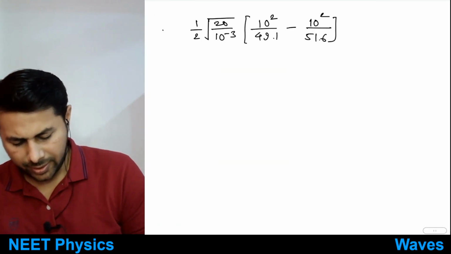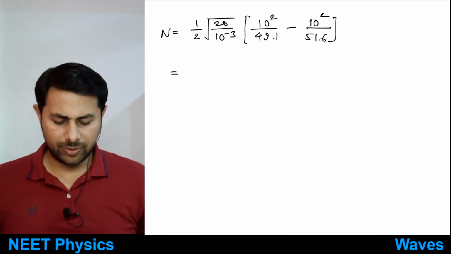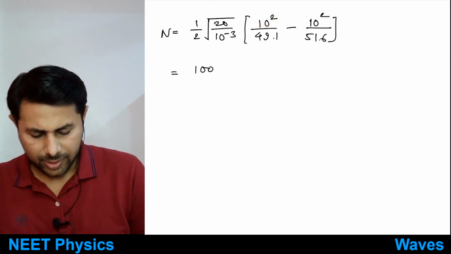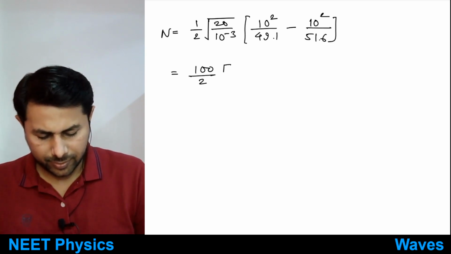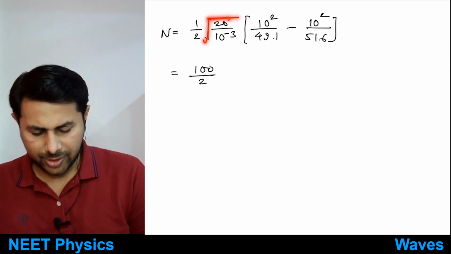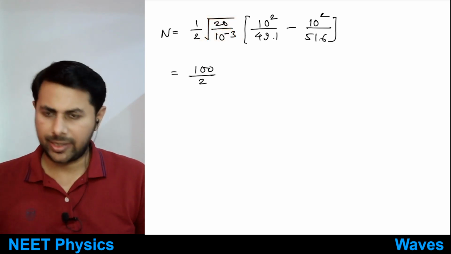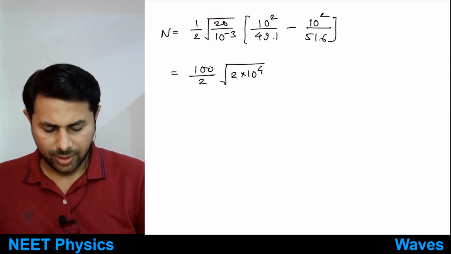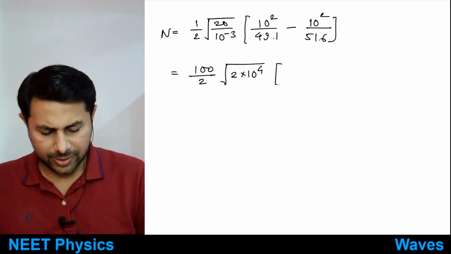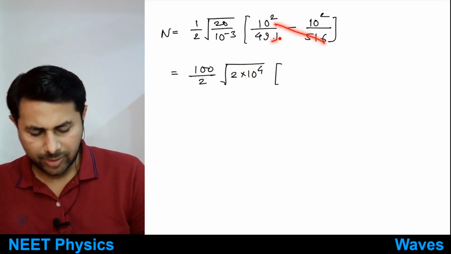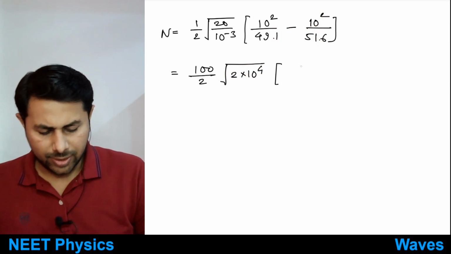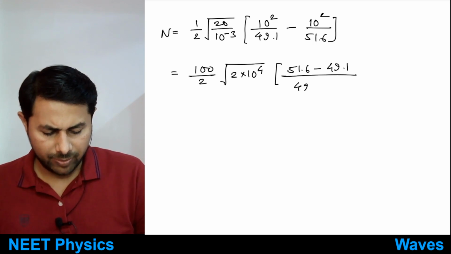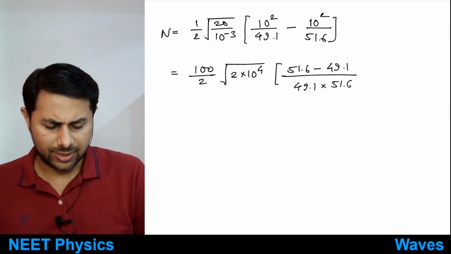Right, so this is your n. It's equal to, see, then you have this 10 squared also common, so that is 100, and 100 by 2 is 50. Then you have the square root of this thing. The 10 raised to minus 3 goes to the numerator, becomes 10 raised to plus 3, so that can be written as 2 multiplied by 10 raised to 4. Then what remains is this thing. Let's do cross multiplication. We have already taken 10 raised to 2 out. So it's 51.6 minus 49.1 divided by 49.1 times 51.6.